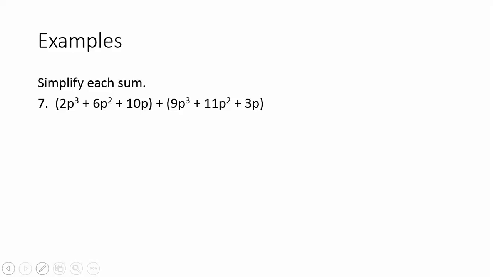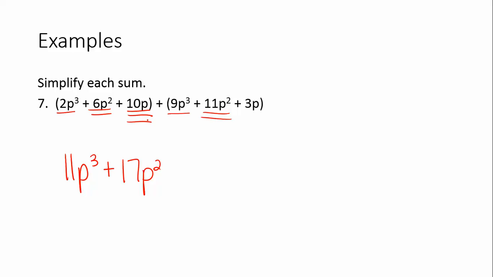Again, if you want to pause the video here and try 7 on your own, we're combining like terms, simplifying the sum. We are adding polynomials. So I have a 2p cubed and a 9p cubed. That's 11p cubed. I have 6p squared and 11p squared. That's a 17p squared. And I have 10p and 3p. That's going to be 13p. Hopefully you got that as your final answer, and if not, you can see where you went wrong.